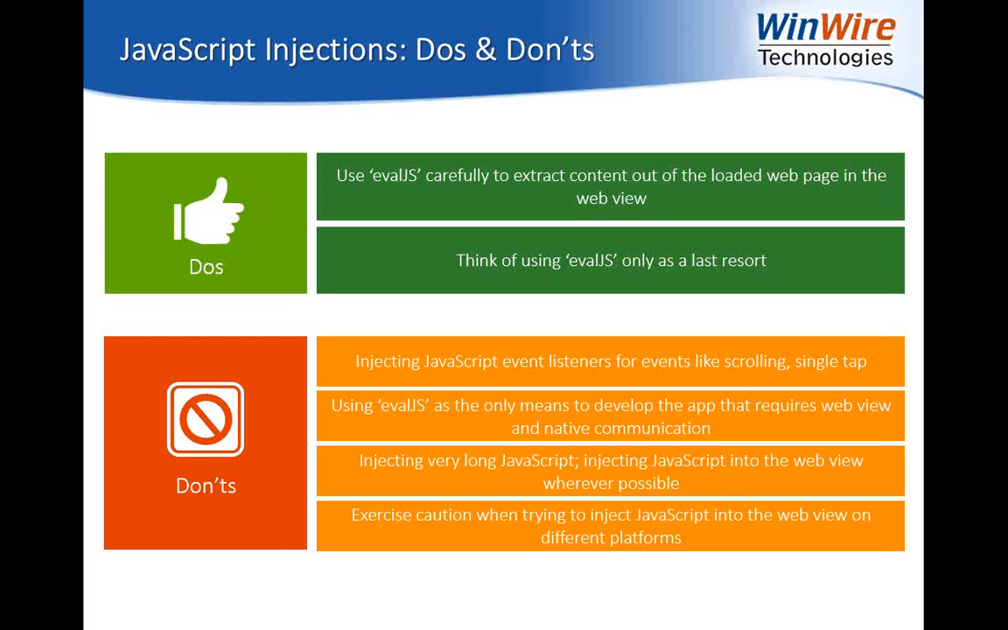The second point is using eval.js as the only means to develop the app that requires web view and native communication. Of course, it should not be the only means to develop, as we pointed out in the list of do's. It should be used only as the last resort. Third point in the list of don'ts is injecting very long JavaScript. Now, if we inject very long JavaScript into the web view, it may break functionality, and maintaining that JavaScript also becomes pretty difficult. And of course, exercise caution when trying to inject JavaScript into the web view on different platforms.